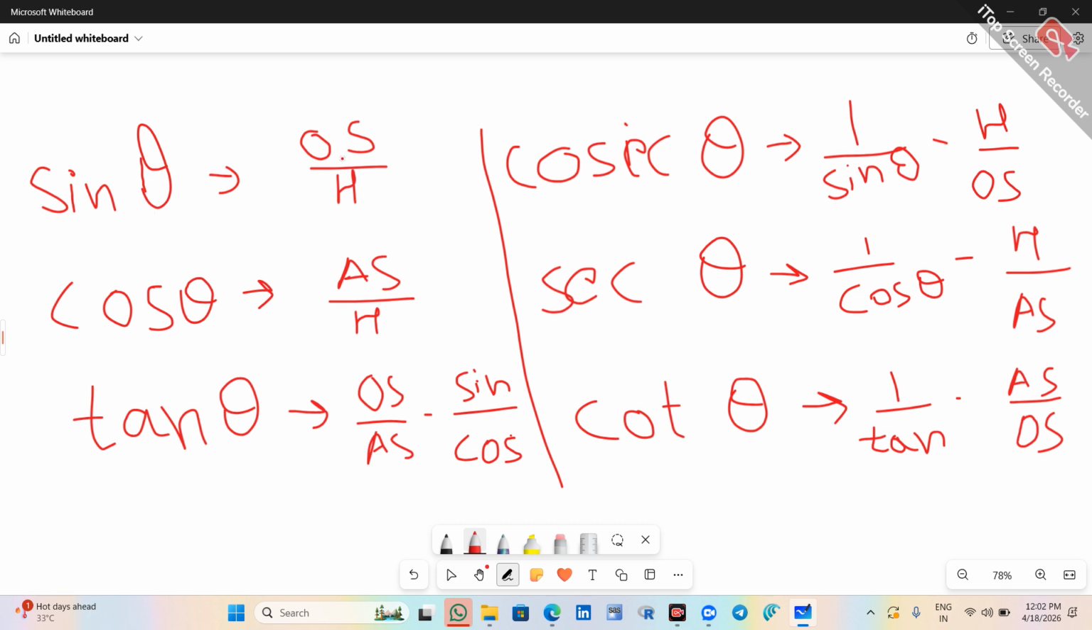Sin theta equals opposite side over hypotenuse, cos theta equals adjacent side over hypotenuse, tan theta will be opposite side over adjacent side, sin over cos. Cosecant theta will be 1 over sin theta, that is hypotenuse over opposite side. Secant theta will be 1 over cos theta, that is hypotenuse over adjacent side. And cot theta will be the inverse of tan theta, that is adjacent side over opposite side.